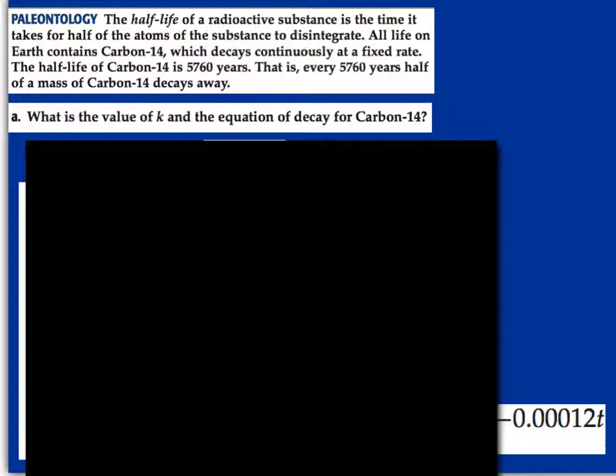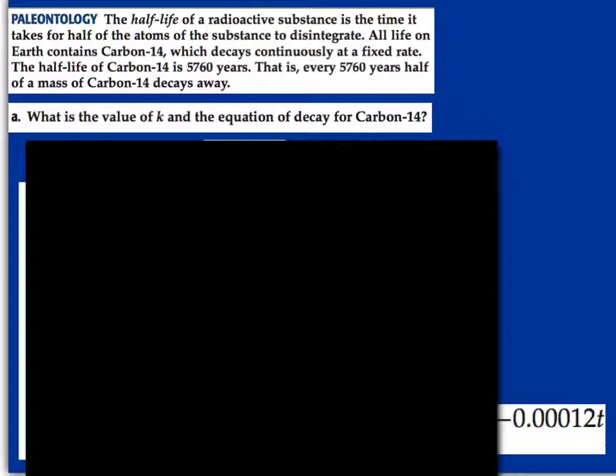It says the half-life of a radioactive substance is the time it takes for half of the atoms of the substance to disintegrate. All life on Earth contains carbon-14, which decays continuously at a fixed rate. The half-life of carbon-14 is 5,760 years. That is, every 5,760 years, half of a mass of carbon-14 decays away. What is the value of K and the equation of decay for carbon-14?